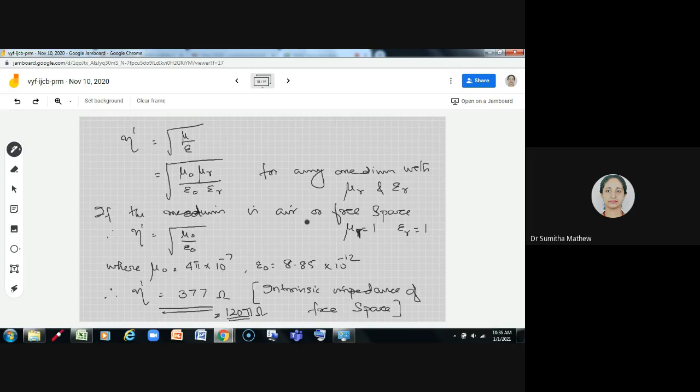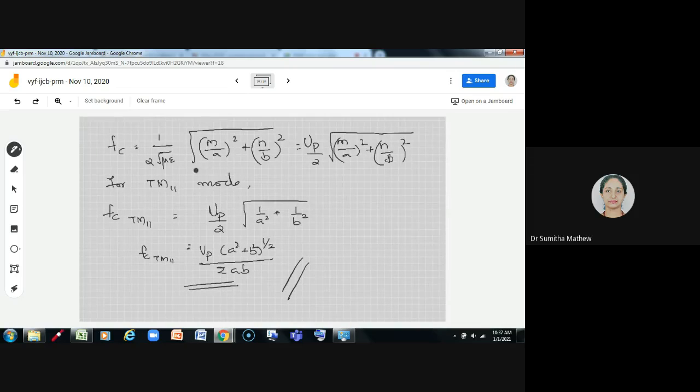Now, if the medium is air or free space, mu r equal to 1, epsilon r equal to 1. So that becomes square root of mu 0 by epsilon 0. You substitute the values for mu 0 and epsilon 0, 4 pi into 10 raised to minus 7, and 8.85 into 10 raised to minus 12. When you take the ratio and take the square root, you will get it as 377 ohm. It is the intrinsic impedance of free space. This is how you calculate the intrinsic impedance of free space. It's a general question also: what is the intrinsic impedance of free space? It is 377 ohm. Okay, you will need this in the calculations.